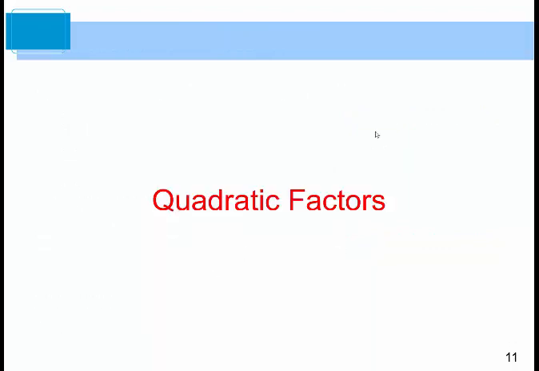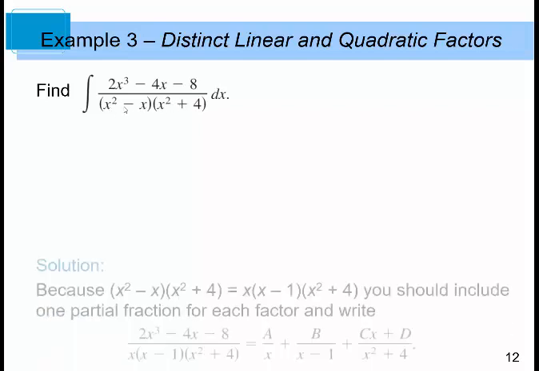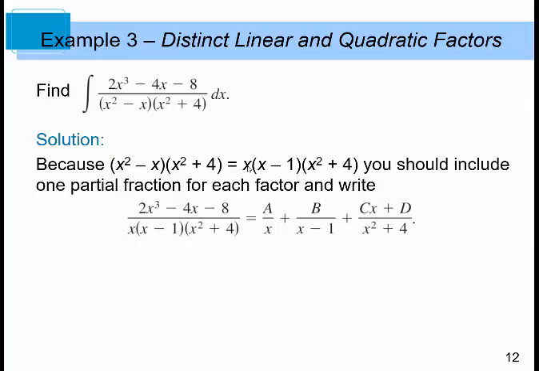All right, of quadratic factors. So let's find this one. Let's integrate, whoa, this crazy thing right here. So 2x cubed minus 4x minus 8 over x squared minus x times x squared plus 4. First off, this is an irreducible quadratic factor, so I can't simplify that. But here I notice I could factor out an x. So that's the first thing I'm going to do. So now I have 3 terms. I have x times x minus 1 times x squared plus 4.